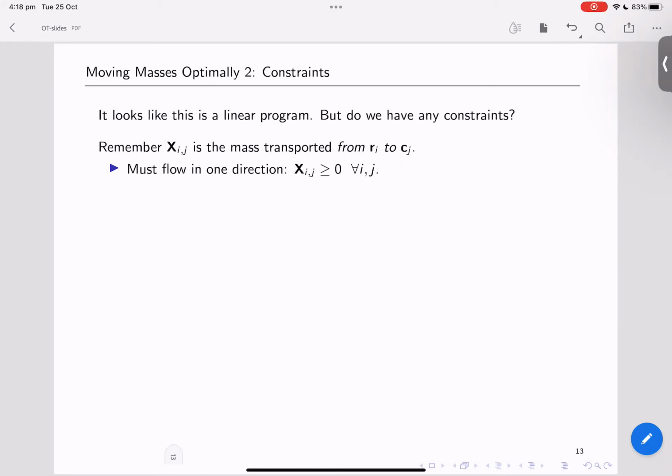The first constraint is that it has to be non-negative, meaning the mass must flow from R to C. It cannot flow in the other direction, right? It could be zero, meaning there's no flow, okay? Does anybody have any suggestion on what the other constraints might be? There's a question online which asks, how is the cost determined? We'll talk about that part a bit later, okay? Yeah. Yep.